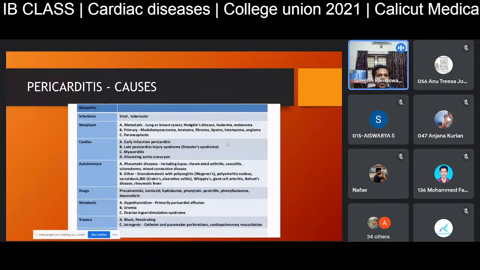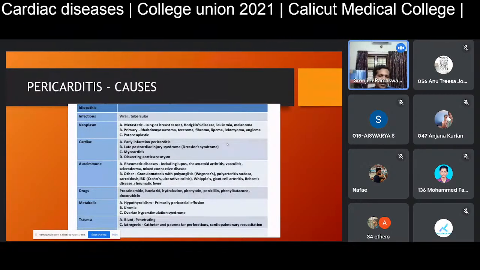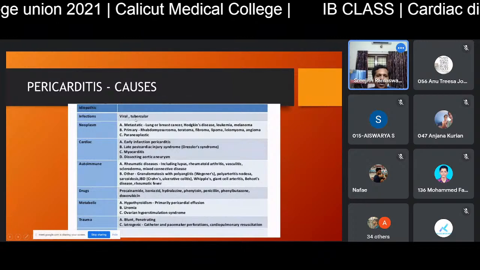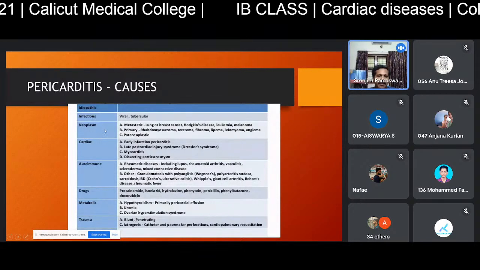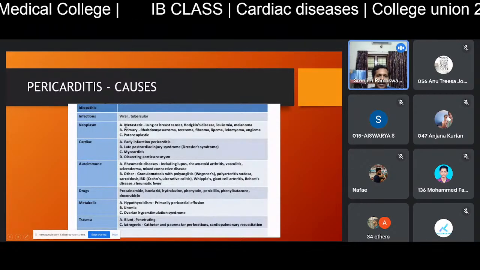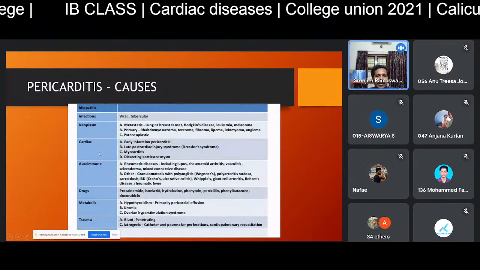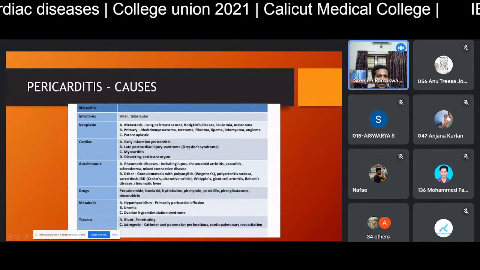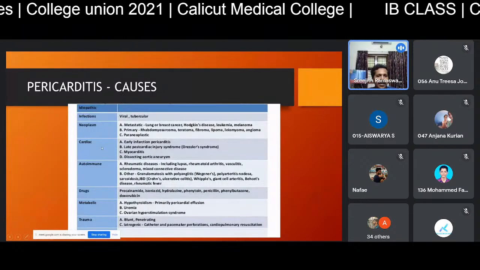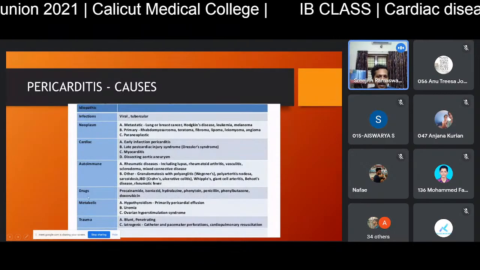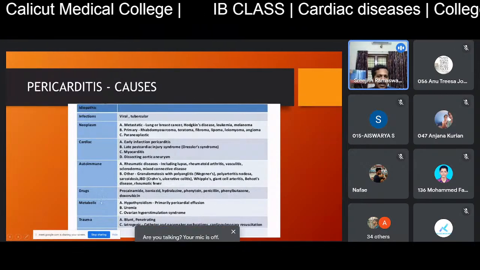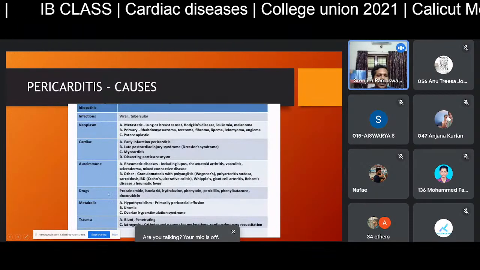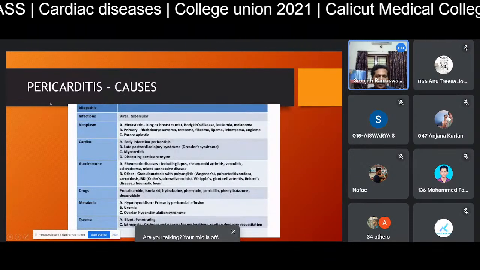Now there are the causes. There are numerous causes, an endless list. You can divide it as infections; tuberculosis is an important cause. Then neoplasms, malignancies like primary or secondary. Primary cardiac causes like myocarditis or a post-cardiac injury syndrome called the Dressler syndrome. All these things can happen. Autoimmune causes, various drugs, metabolic conditions, hypothyroidism is one important condition, and trauma. All these things can lead on to pericarditis.